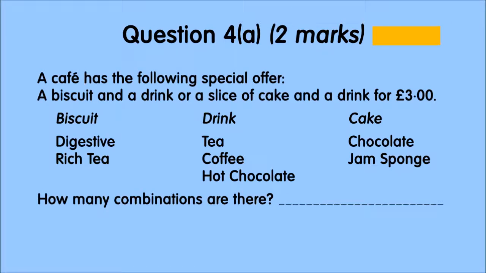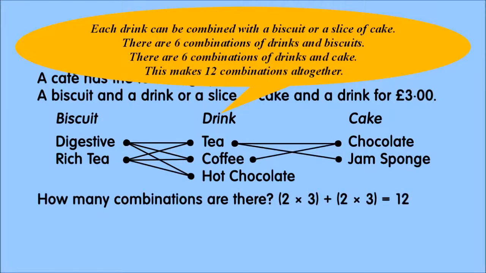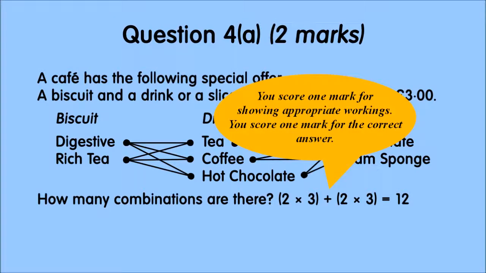A cafe has the following special offer: a biscuit and a drink, or a slice of cake and a drink for £3. How many combinations are there? Each drink can be combined with a biscuit or a slice of cake. There are 6 combinations of drinks and biscuits. There are 6 combinations of drinks and cake. This makes 12 combinations altogether. You score 1 mark for showing appropriate workings. You score 1 mark for the correct answer.